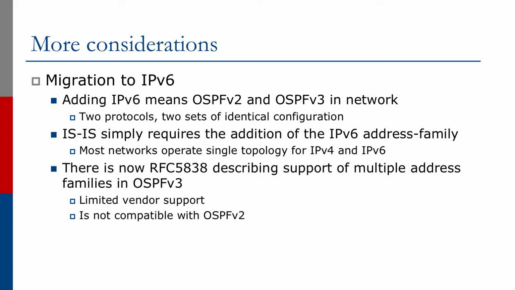Adding IPv6 to our network means OSPF v2 and OSPF v3 are required in the network. Two protocols with two sets of identical configuration to handle IPv4 and IPv6. While there is RFC 5838 to describe support of multiple address families in OSPF v3, there's limited vendor support, and it's not compatible with OSPF version 2 either. For ISIS, we simply add the v6 address family.